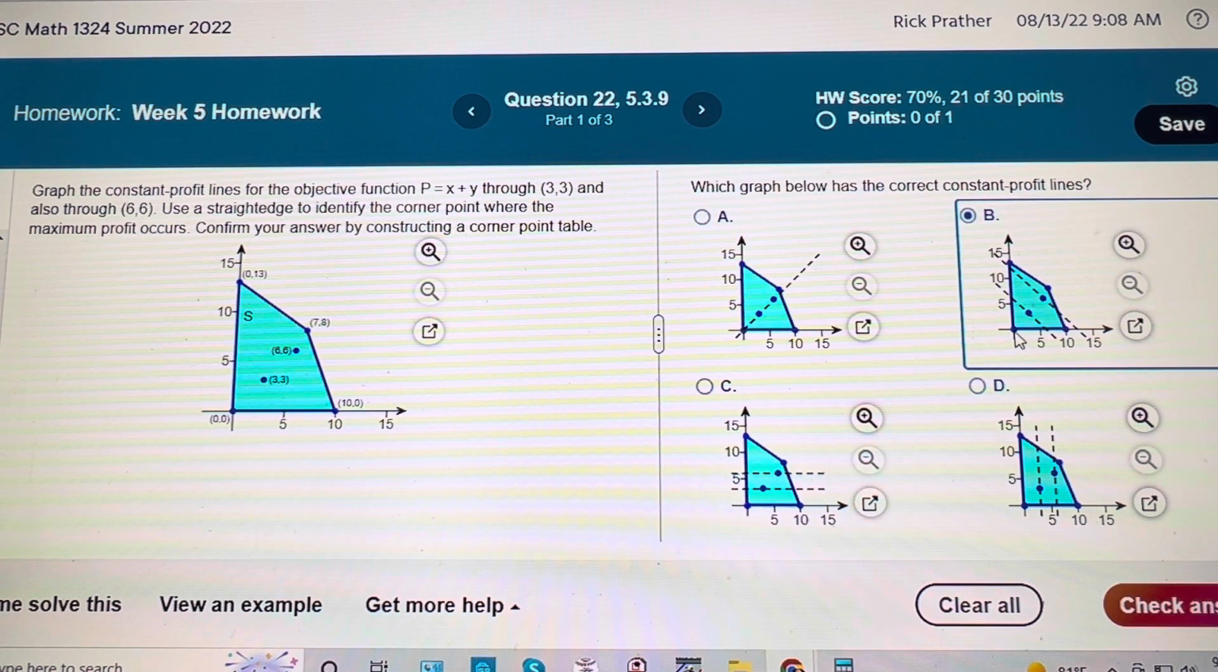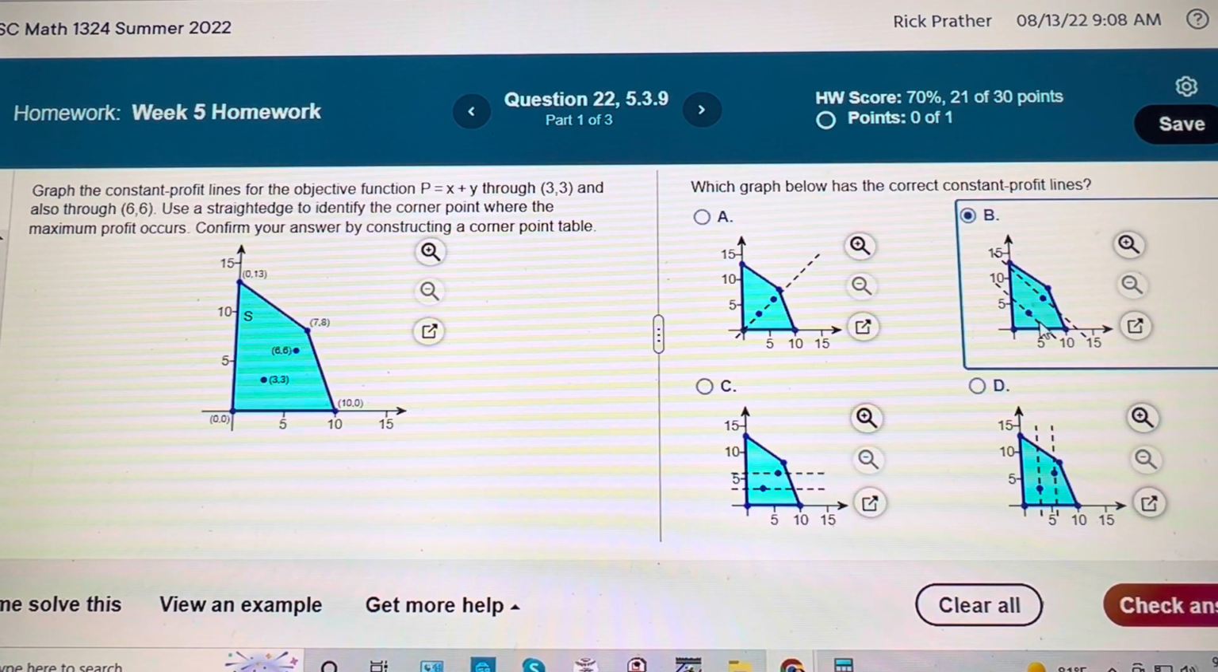If I made a table of corner points, there's 1, 2, 3, 4 corner points. If I do a table of the 4 corner points here, whatever has the lowest answer is the minimum value, and whatever has the highest answer is the maximum value. And if there's a tie, that just means that 2 corner points are giving me the same maximum or minimum. So that would be more definitive.